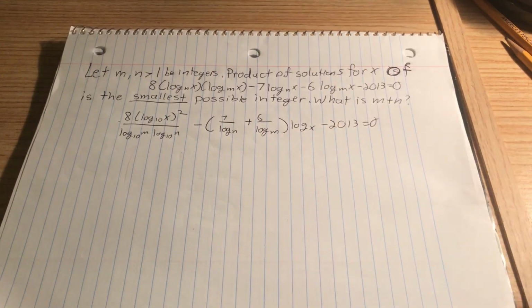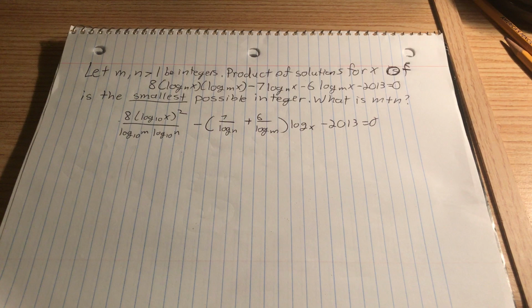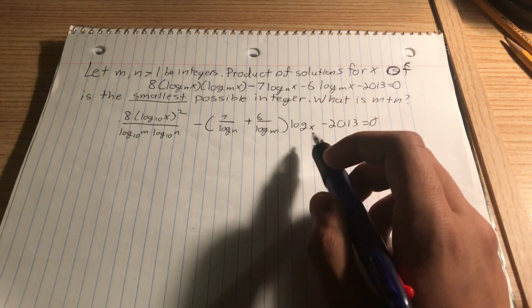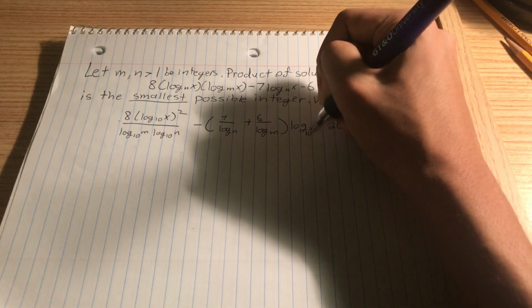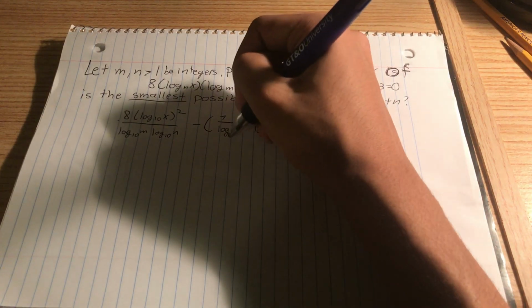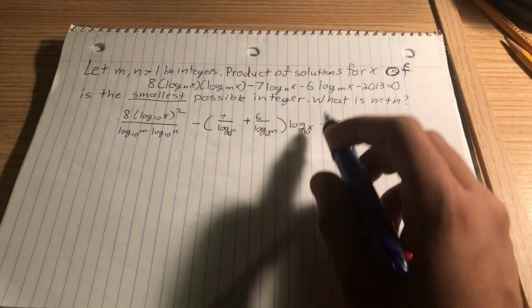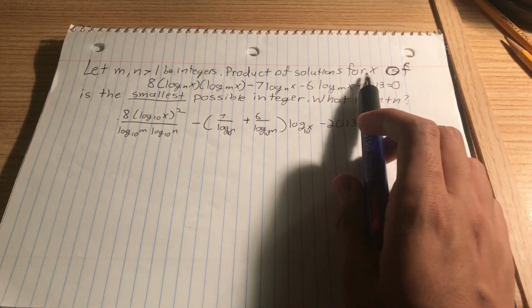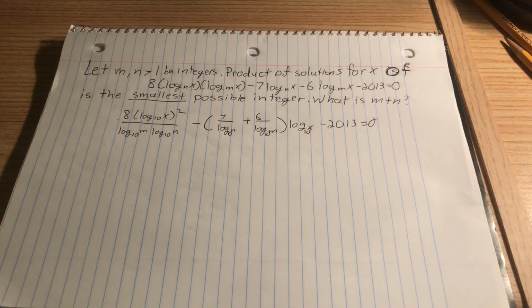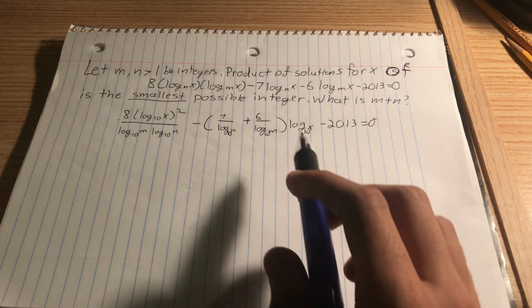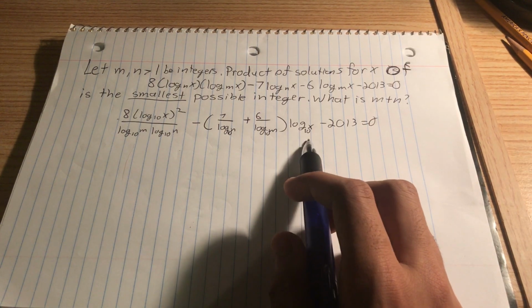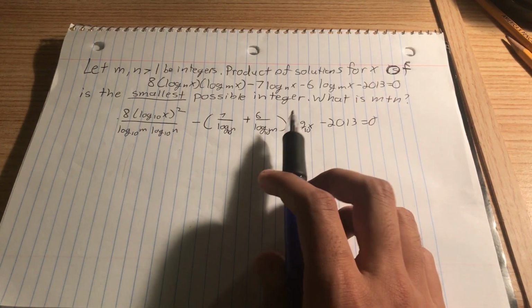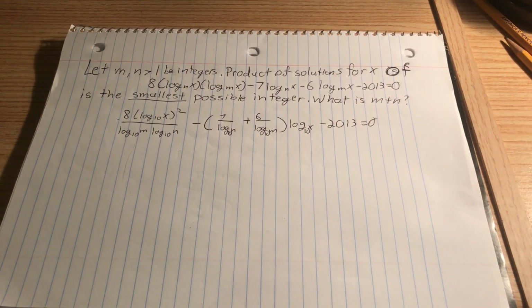So now what? Well, we have log base 10 of x, but we're trying to find x. We want the product of the solutions for x, not log base 10 of x. However, this is the main thing in the problem: the sum of the solutions for log base 10 of x will be the product of the solutions for x.